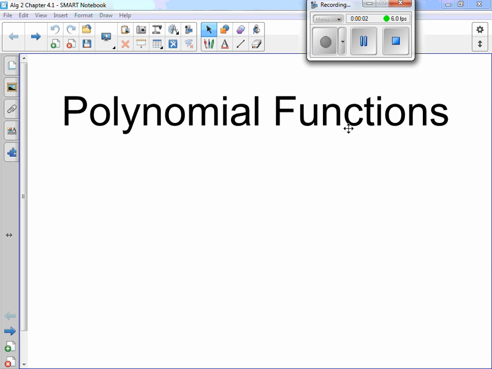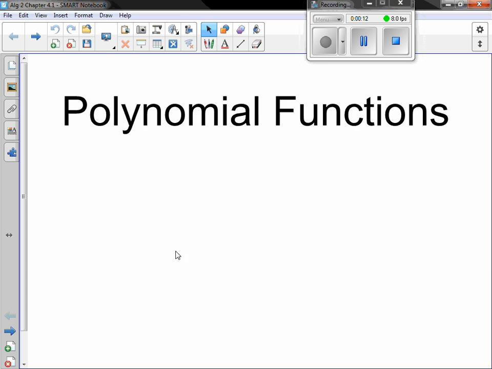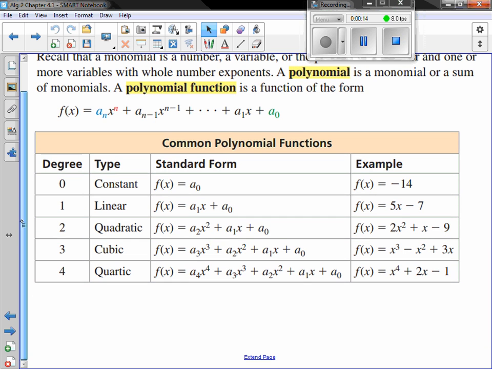What we're starting today is polynomial functions. And we've actually been talking about polynomial functions already. If you look at this chart that's given to us, when the degree is 2, we're talking about a quadratic. That was the entire last chapter, wasn't it? The entire last chapter was over quadratics. So we have been talking about a type of polynomial function.